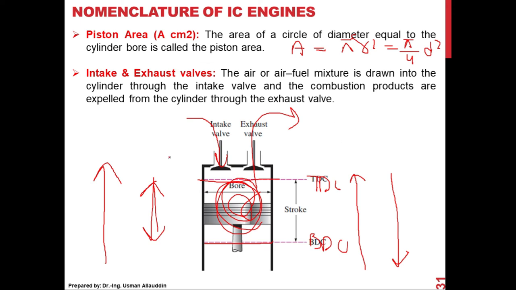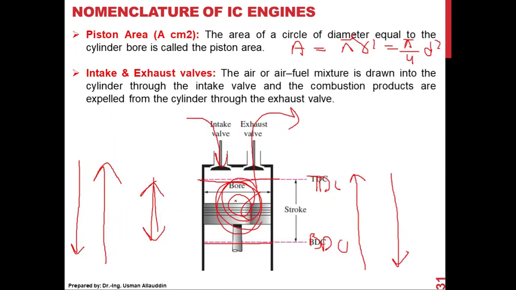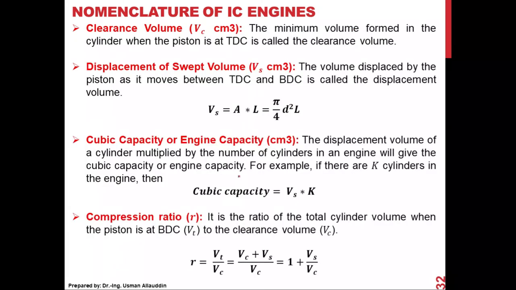Similarly, if the piston is going from TDC to BDC and the inlet valve is open, then the air fuel mixture will come into the cylinder. Again, the volume will be displaced. If we want to know the volume, it will be area into length, because this is a cylindrical shape. The formula for the volume of a cylinder is area into length. Area we can calculate with the help of pi by 4 d square into L.